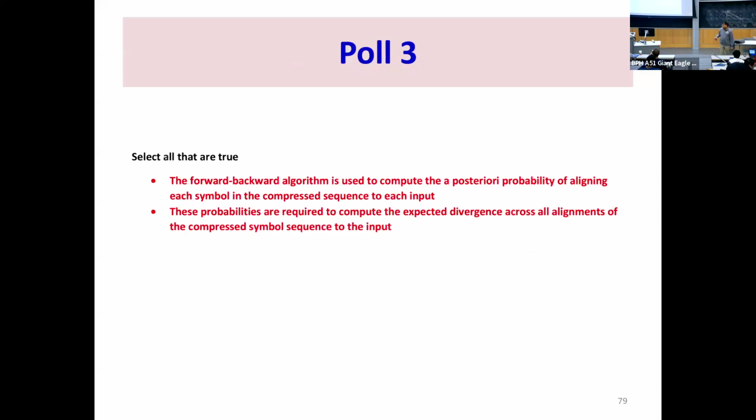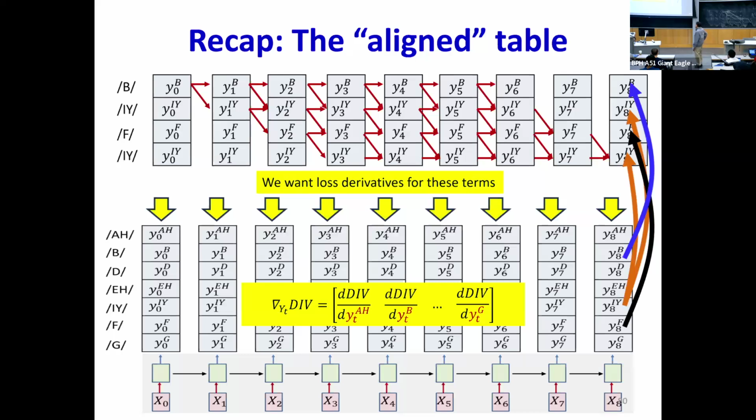Okay, so here's where we are, right? We have managed to compute the divergence. And the divergence is the average divergence or the expected divergence over all alignments. Now remember that was computed using this graph that was composed by pulling rows out of the probability table output by the network. In order to train the network, what we really want is the derivative of that divergence with respect to the output of the network.